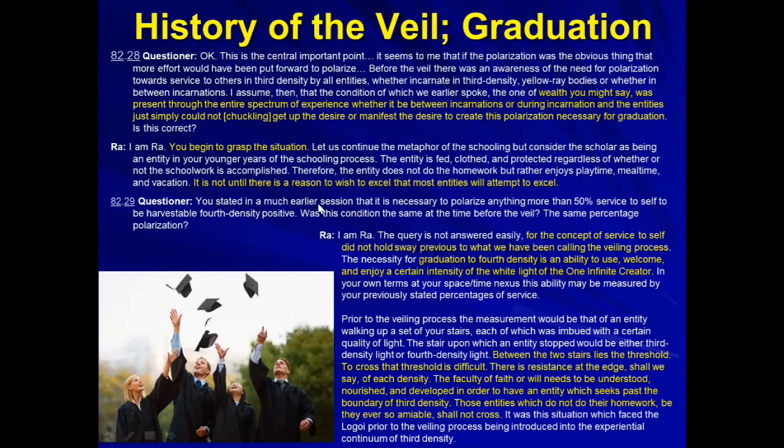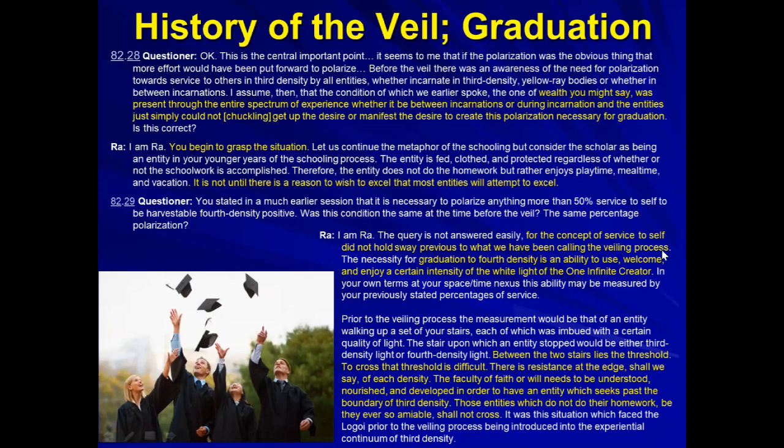Don asks, you stated in a much earlier session that it is necessary to polarize anything more than 50% service to self to be harvestable fourth density positive. Was this condition the same at the time before the veiling, the same percentage or portion? Ra says, well, that's not easy to answer, for the concept of service to self did not hold sway previous to what we have been calling the veiling experience.